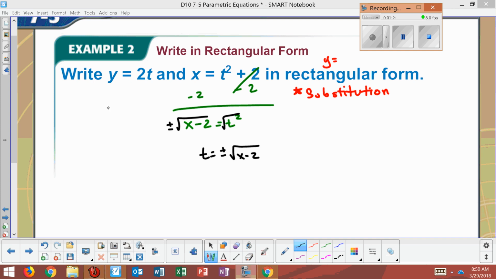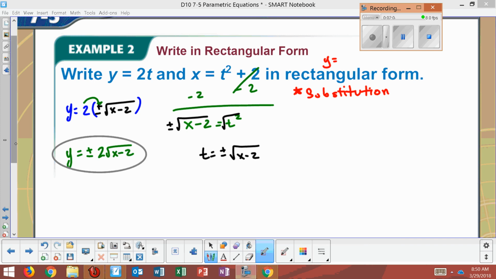Now we're going to take this and plug it in over here. So I take my equation, which right now is y equals 2t, and instead of putting t, I'm going to do a parentheses followed by plus or minus the square root of x minus 2. To solve this out, I would multiply. Now, you do not distribute into a square root, so I'll just move it on the inside for my final answer. That would get moved right there in front of the plus or minus. So my equation would be y equals plus or minus 2 times the square root of x minus 2.